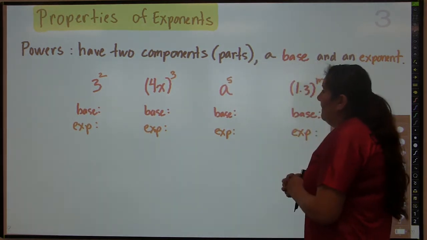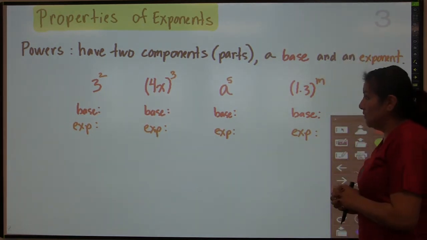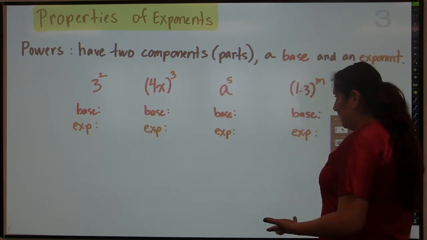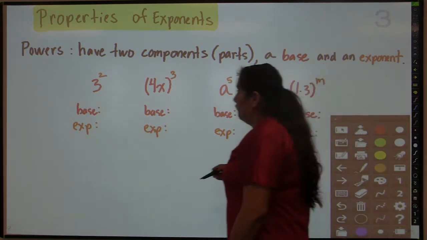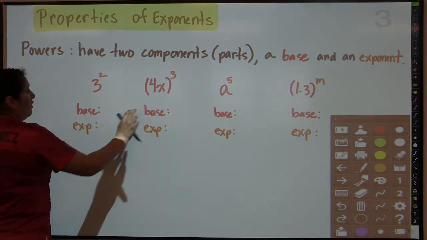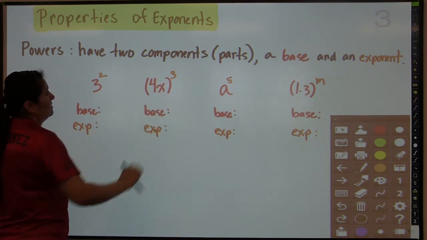So, properties of exponents. First of all, you should know that powers have two components, a base and an exponent. I've given you some examples here of how that works. For example, 3 squared is considered a power. 4x to the third power, 8 to the fifth is a power. These are all examples of powers.